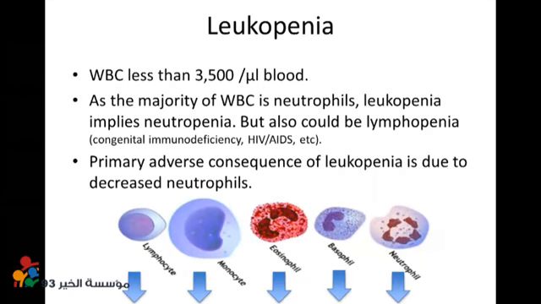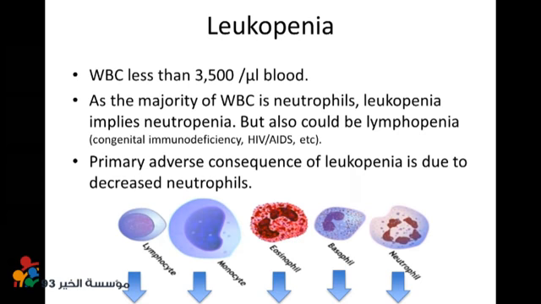So leukopenia, by definition, is any white blood cell count less than 3,500. The majority of the white blood cells are neutrophils, as I pointed out, 55%. So whenever I see a decrease in just the white blood cell count, even without the differential, it implies that the neutrophils are decreased, and it implies neutropenia. It's the most common cause of leukopenia.